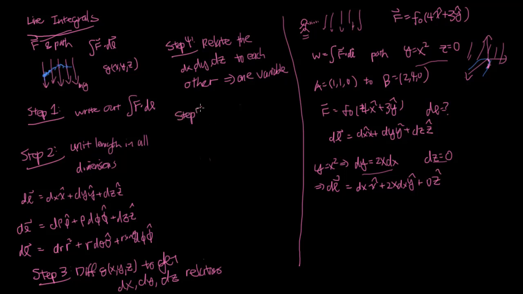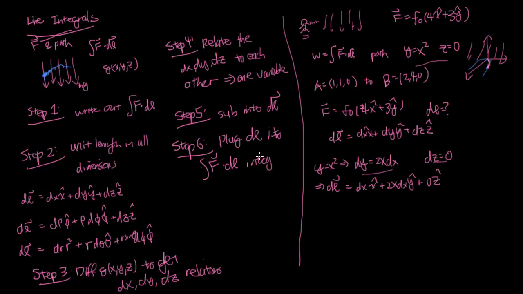The next step, step 5, is to sub into dl. So I guess we did that already. And step 6 is plug dl into our f.dl and integrate. And then after that, have a drink, celebrate. So let's wrap up this problem.